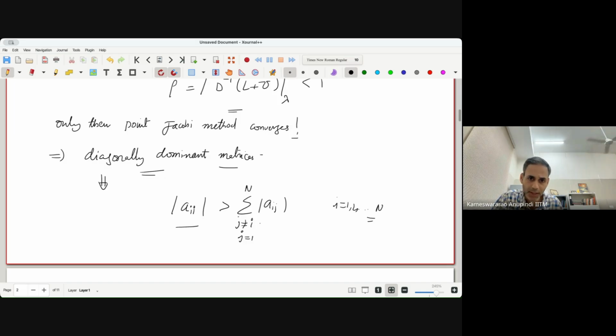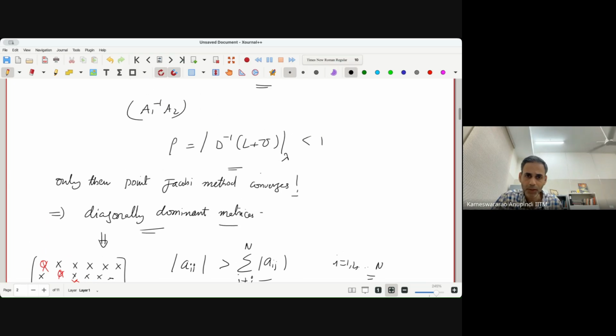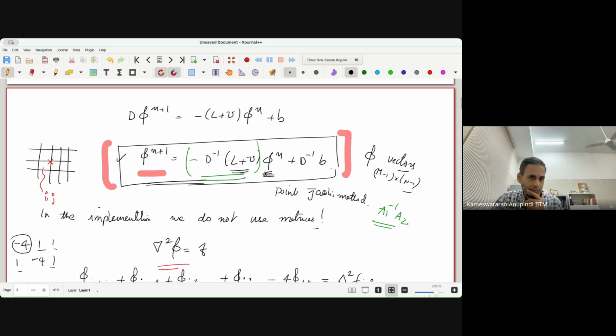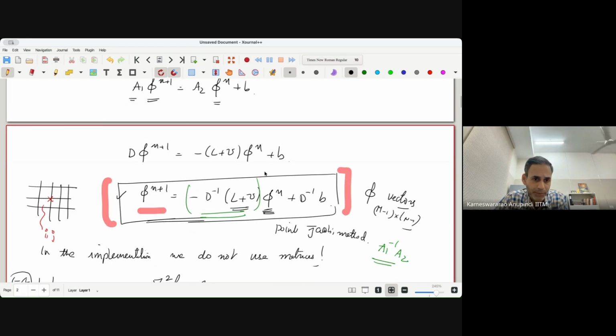Essentially, if this is satisfied, that means when you take a matrix, the values in the diagonals, in an absolute sense, must be greater than the sum of the absolute values in all the other columns. Then we can say that the matrix is diagonally dominant, or it satisfies the Scarborough criteria. So for these matrices, the point Jacobi method works. Any questions so far on the point Jacobi method?